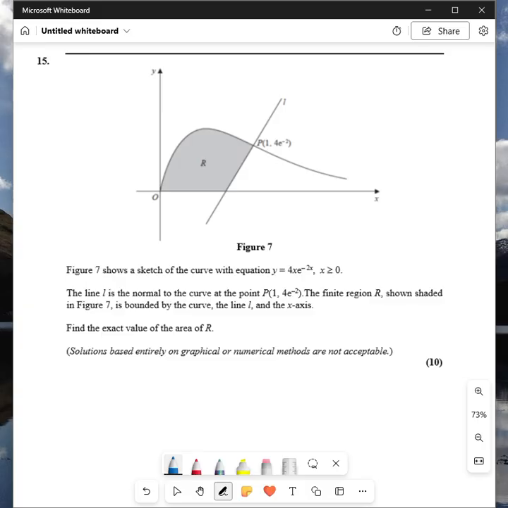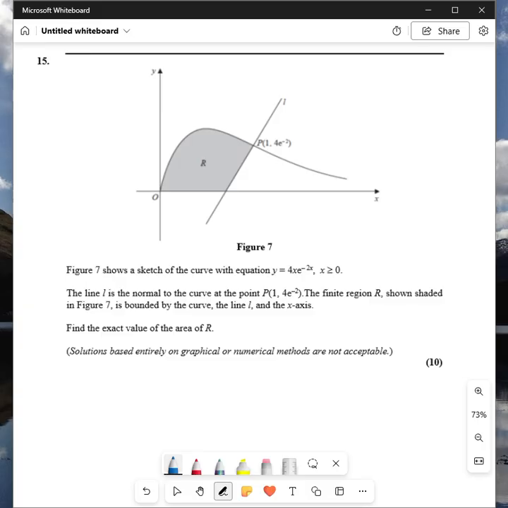The finite region R, shown in figure 7, is bounded by the curve, the line, and the x-axis, and we want to find the exact area. So straight away, if I'm seeing exact area, I know I need to be working within exact values. So I shouldn't be rounding anything. There shouldn't be decimals. If it's e's, keep them as e's. Don't use decimals or anything in those places.